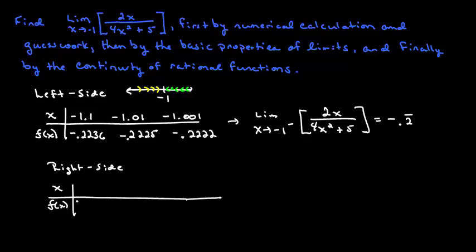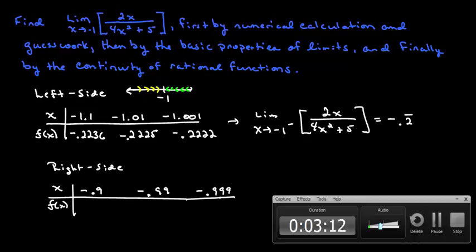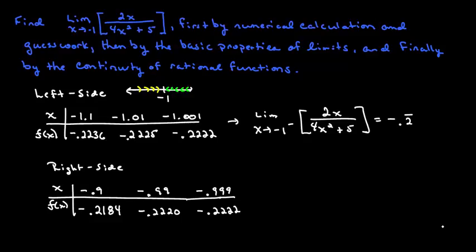So -1, we could go -0.9. That's pretty close to -1. -0.99, that's even closer, and -0.999. So again, I'm going to pause here. I'm going to go calculate these guys, plug these into my calculator. And so you can see from what I've done, it looks like my values are again approaching -0.2 repeating.